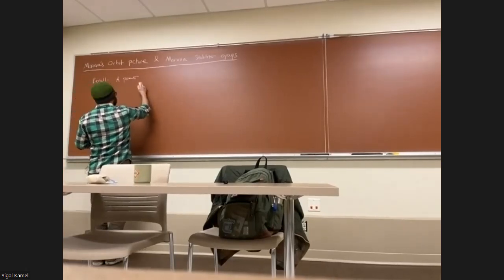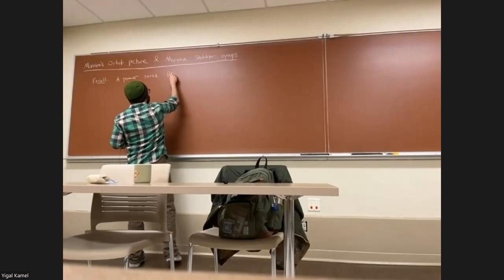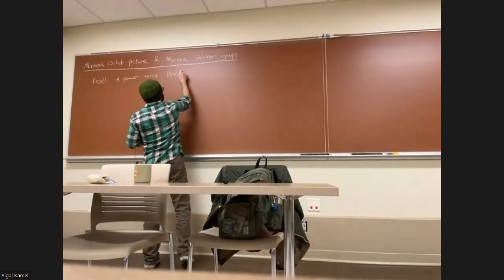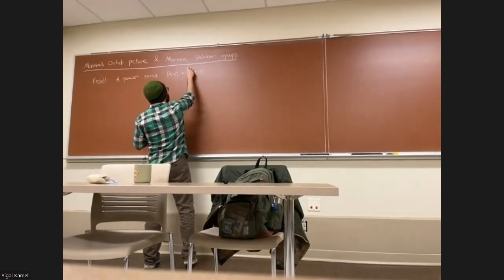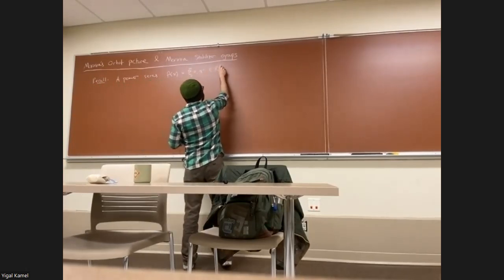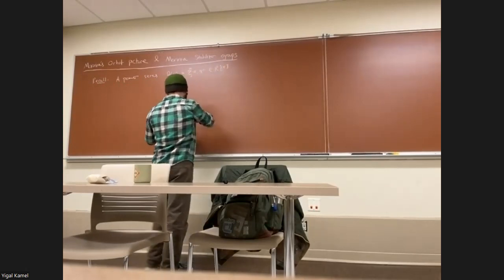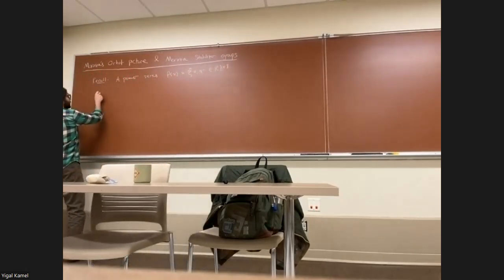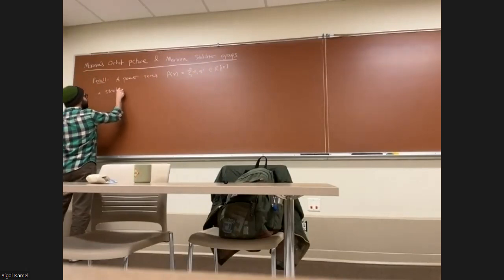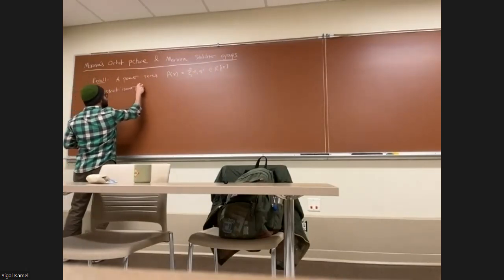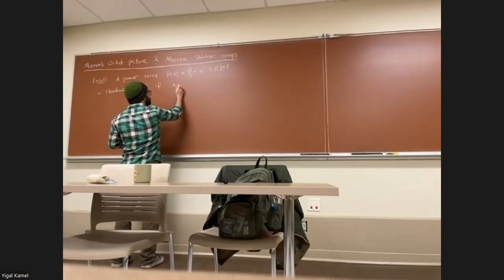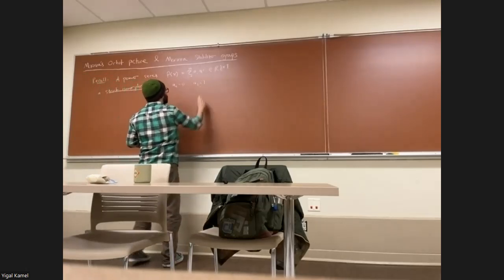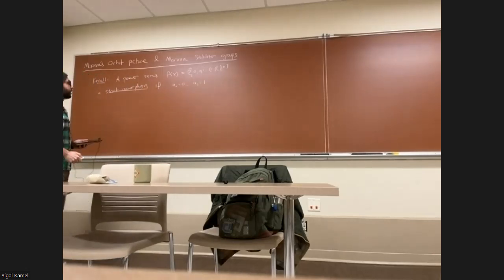So remember that morphisms between formal group laws are power series in one variable. So let's just write it: the sum of a_i x to the i. We'll call such a power series a strict isomorphism if its first term is x, so if a0 is 0 and a1 is 1. Okay, so this was the notion of strict isomorphism between formal group laws.